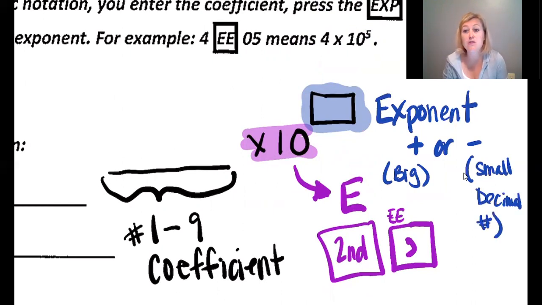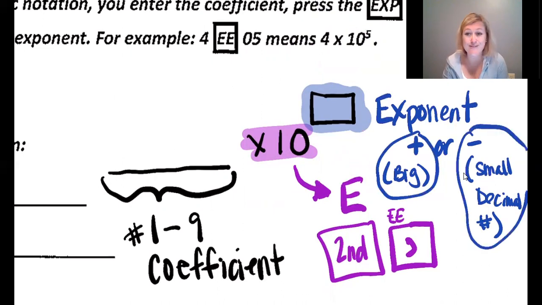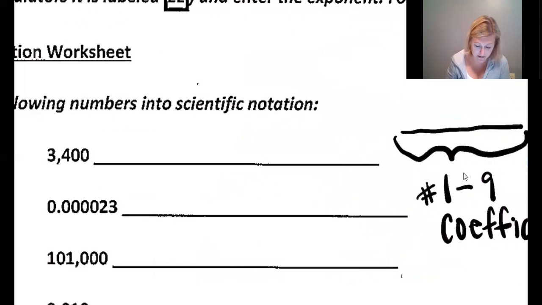Okay, so just got to remember, exponents can be negative and positive. If they're positive, you're going to move a decimal to get a big number. If it's negative, you're going to move the decimal to get a small number. Okay, so let's start trying some of these.